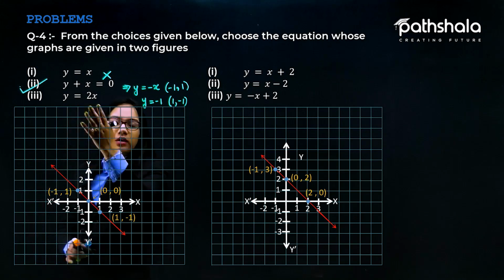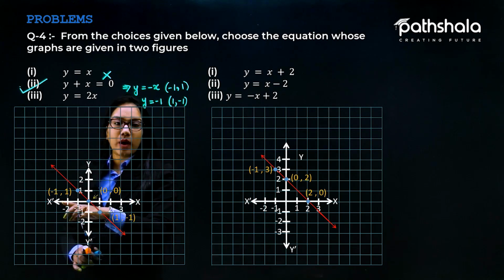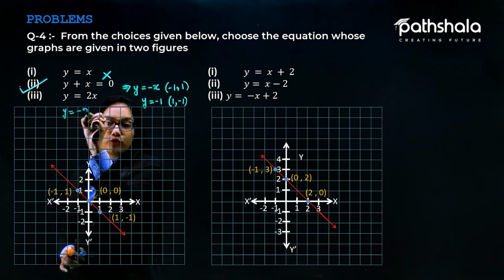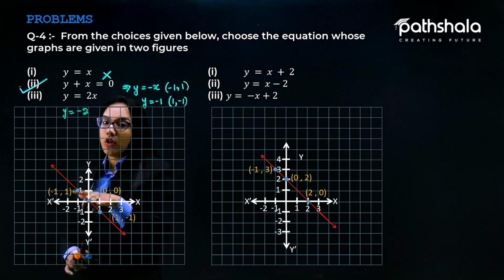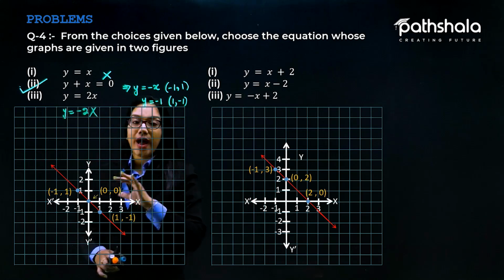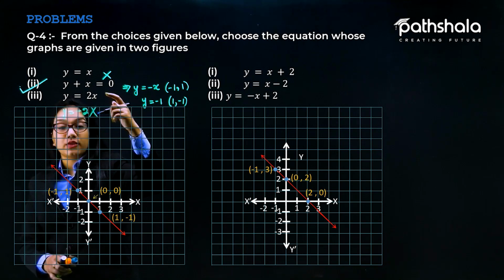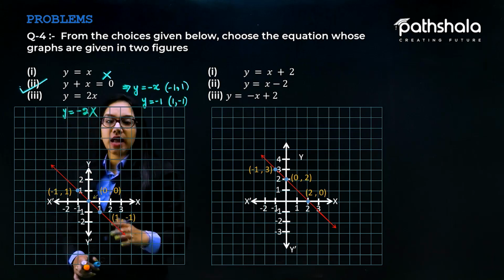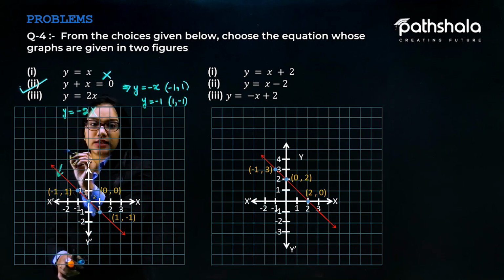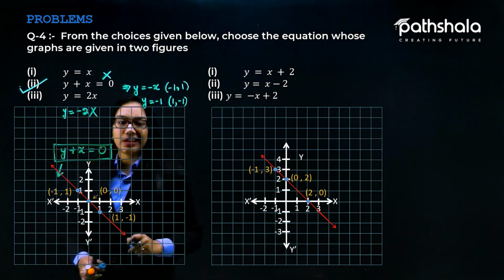Let's just check the third equation as well. We have y is equal to 2x. So first of all, if I substitute x as minus 1 over here, I'm getting y is equal to minus 2. If x is minus 1, we are getting y as minus 2. Obviously, it is not satisfying this particular point. So this will not be the equation of this graph. So at the end, what we have concluded is that the second part, y plus x is equal to 0, is satisfying all the points that are lying on this line, and hence the equation for this particular line is y plus x is equal to 0.